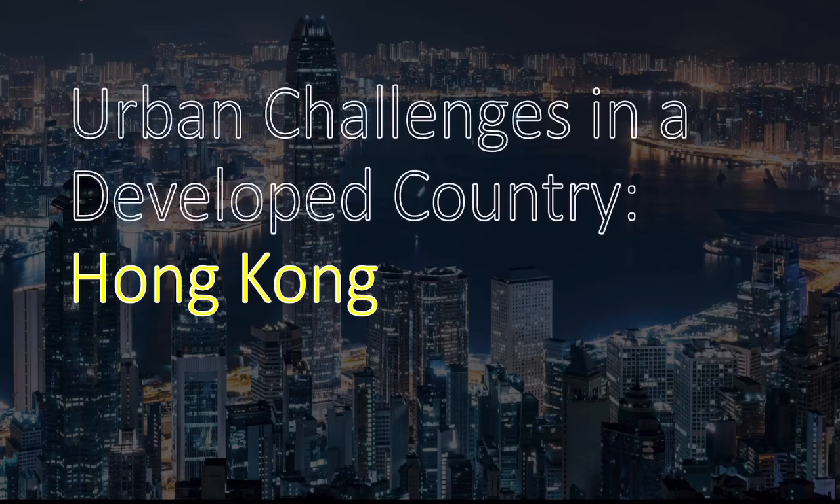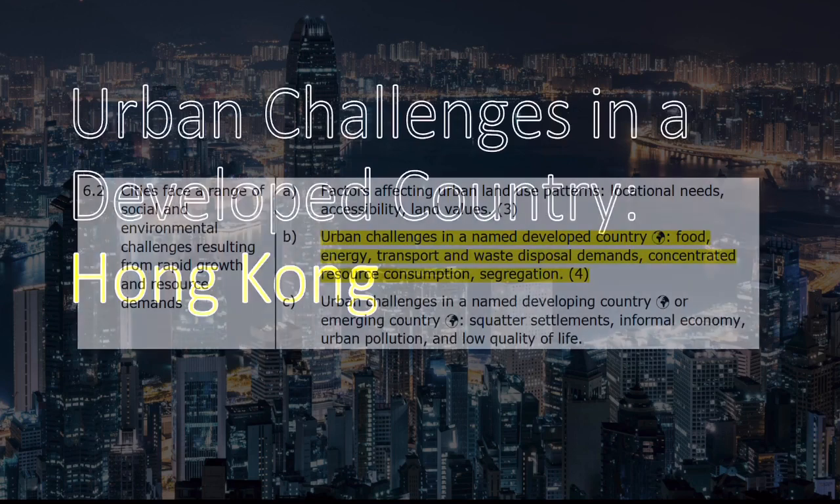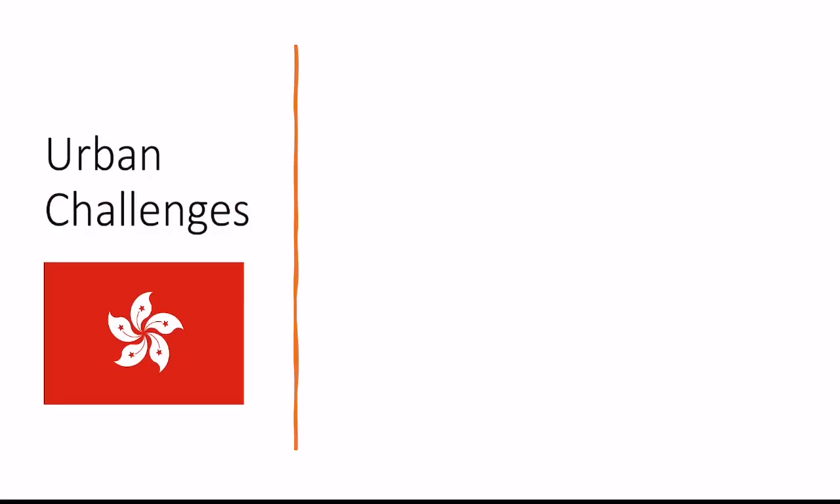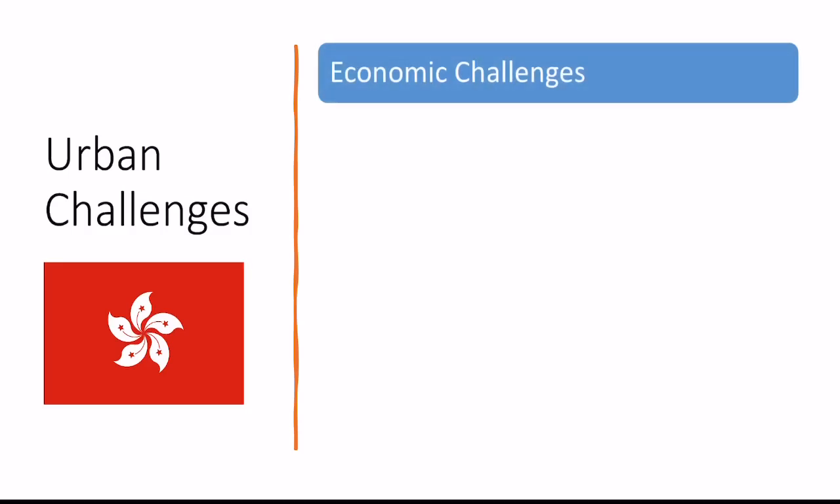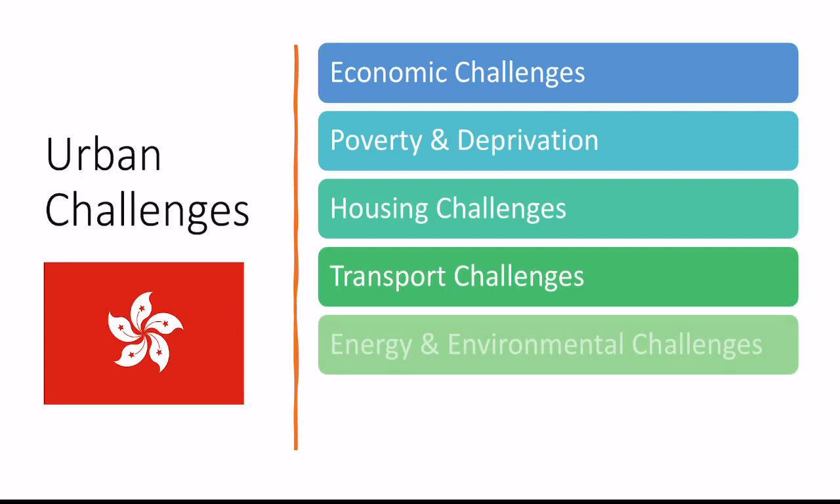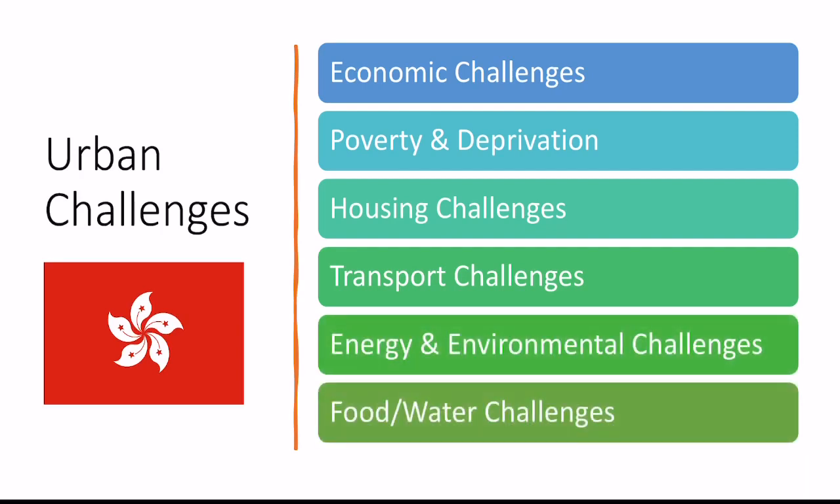Today we're going to do urban challenges in a developed country. We're going to do Hong Kong as the country I've chosen. This is for the IGCSE spec 6.2b, where you do need a case study for challenges in a developed country. The areas I'm going to discuss take everything from economics and poverty all the way down to housing, transport, energy, and food and water challenges.